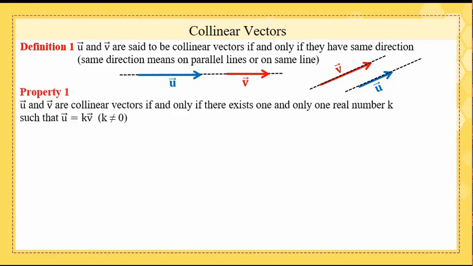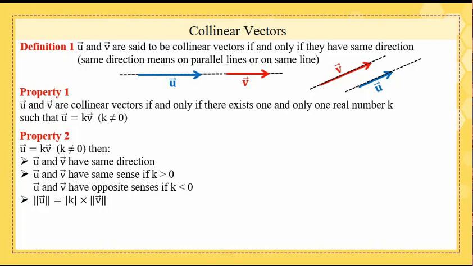Property 1. U vector and v vector are collinear vectors if and only if there exists one and only one real number k such that u vector equals k v vector. You must write the first vector in terms of the other vector multiplied by a real number k that is different from 0.